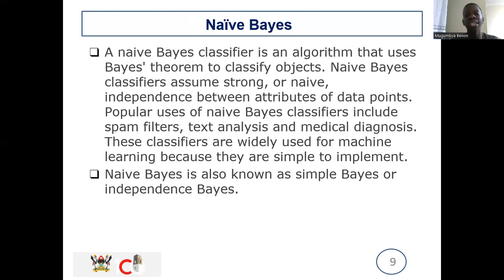So we want to talk about naive Bayes. Naive Bayes basically borrows from Bayes theory. In this case, naive Bayes implements Bayes theory in machine learning. So naive Bayes is a classifier, an algorithm that uses Bayes theory to classify objects. Naive Bayes classifiers assume strong, or naive, independence between attributes of data points.